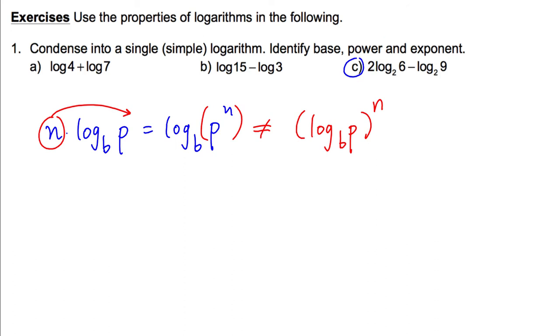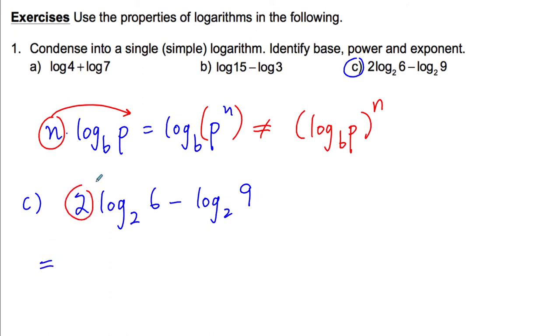I'll just write it down again. 2 log base 2 of 6 minus log base 2 of 9. So the first thing we do is bring this exponent, or this coefficient, up as an exponent on the 6. So we get log base 2 of 6 squared minus log base 2 of 9.